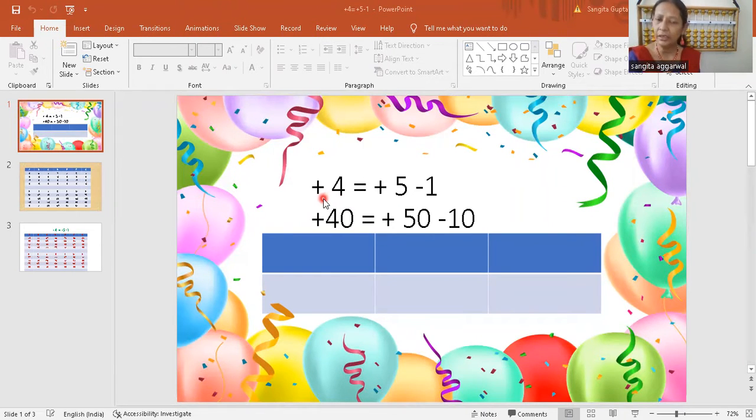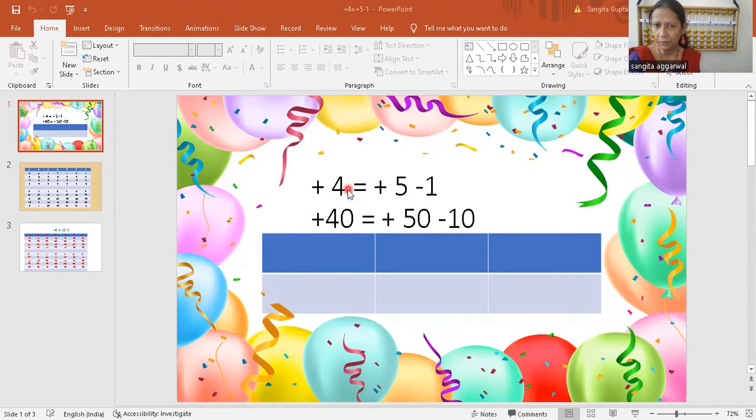Now you look here, if you have to do add 4 in some question and you are not able to do add 4 directly, then you will use the formula for add 4. You have to learn this formula: add 4 is equal to add 5 minus 1. This is the formula of complements. Right now I am teaching you the formulas which you will use in complements.